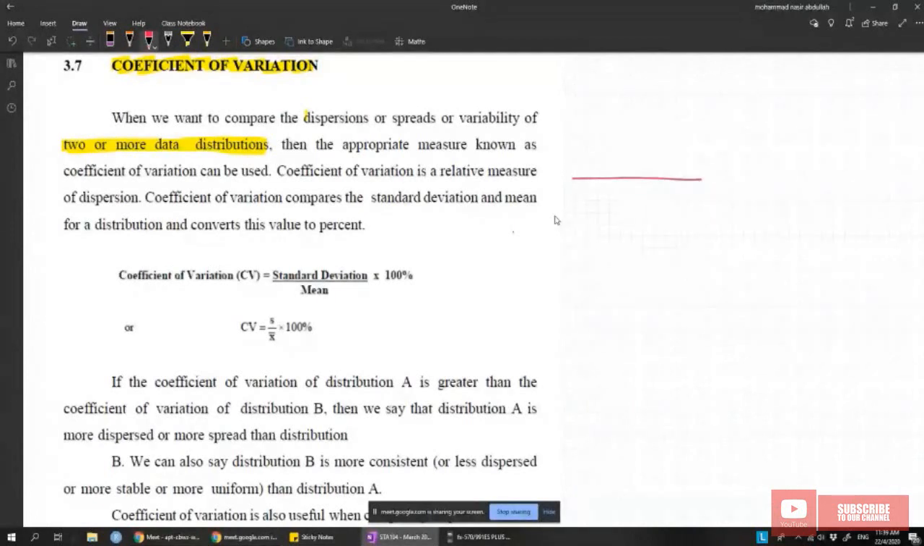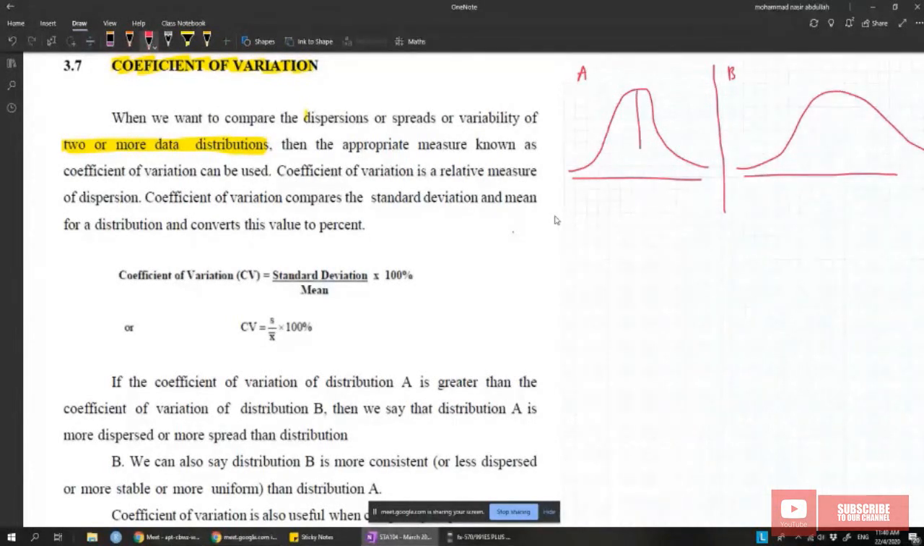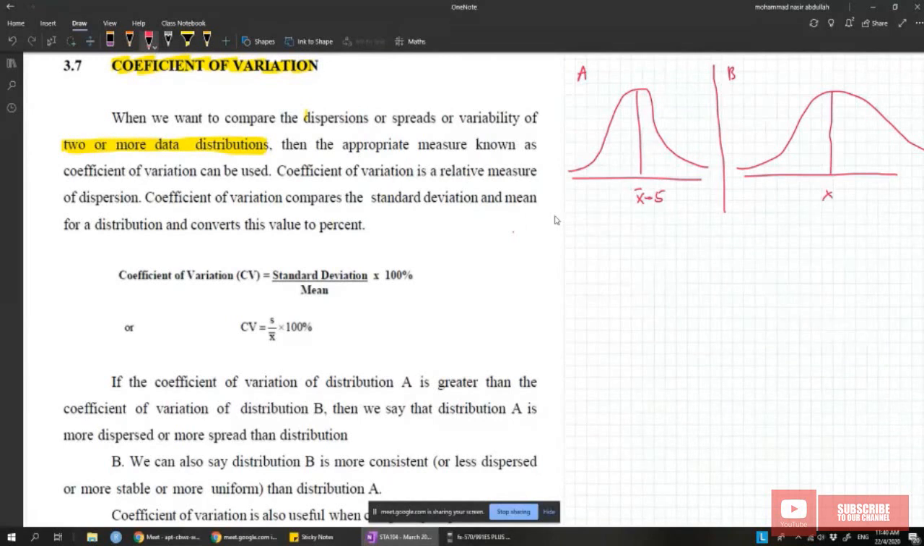As I said yesterday, let's say I have two samples. This is sample number one, children from playground A, and this is children from playground B. Both have a mean equal to 5. And let's say the sample standard deviation for A is 1.5 and for B is 2.5.